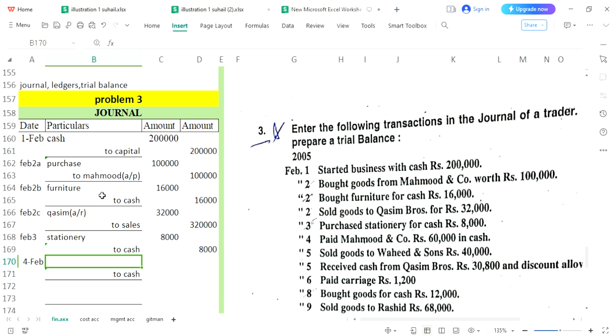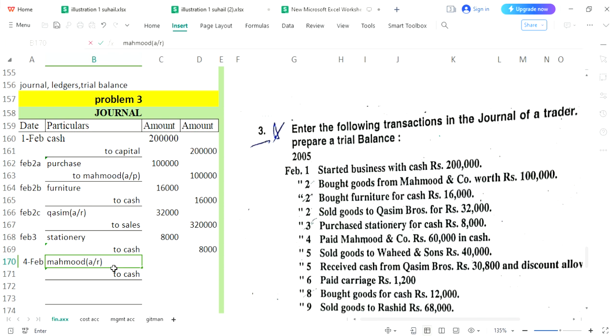Here Mahmood was your account payable because you were liable to pay an amount to Mahmood. Mahmood was your account payable. Now you have paid. It means he is no more your account payable, no more your liability. Liability has been decreased. Decrease in liability should be mentioned on debit side. So you will mention the name of Mahmood on debit side.